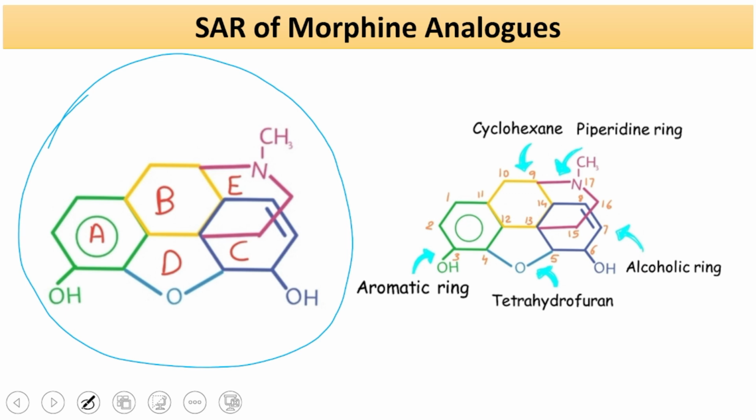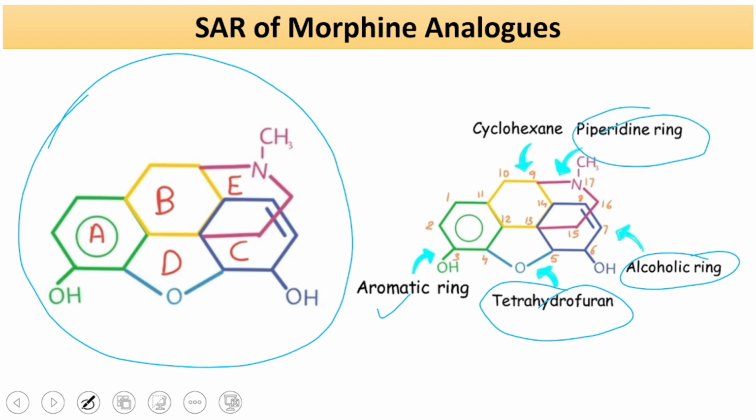To study the SAR of morphine, we have to study the whole structure of morphine. There are 5 rings present in the morphine structure: A, B, C, D and E. The A ring is an aromatic ring, which we also call the phenolic ring. B is the cyclohexane ring, C is the alcoholic ring, D is the tetrahydrofuran ring, and E is the piperidine ring. These are the main rings present in the morphine structure.